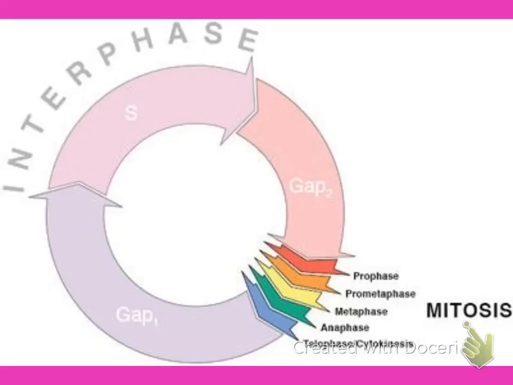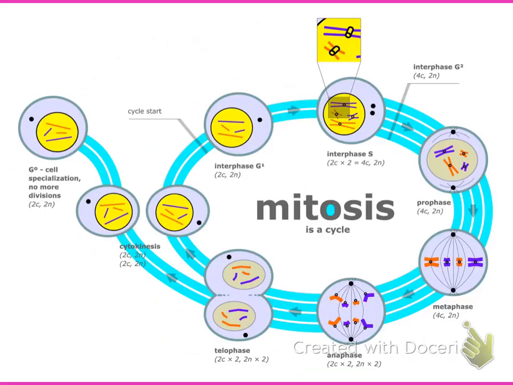G2 is the last stage of interphase. It's the shortest of the 3, and many organelles and molecules required for cell division are produced. When completed, the cell is ready to enter the M phase and begin the process of cell division. Mitosis is the part of eukaryotic cell division during which the cell nucleus divides.